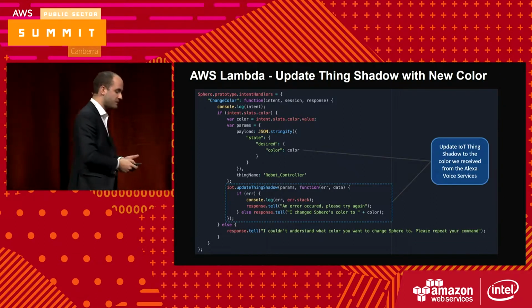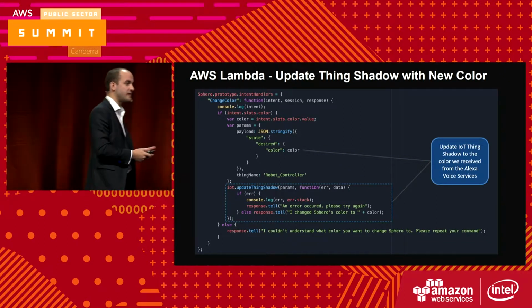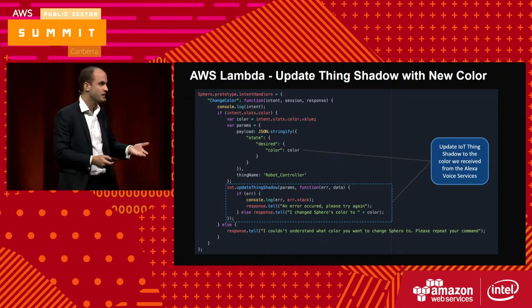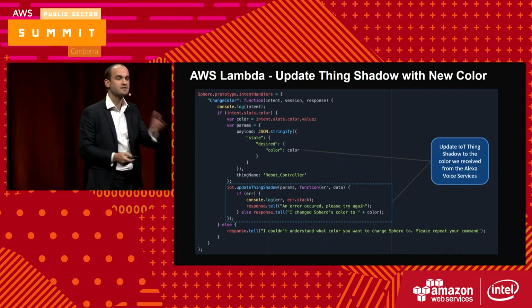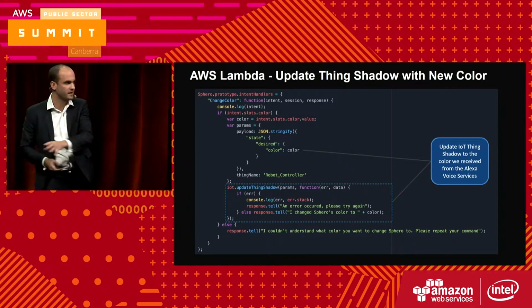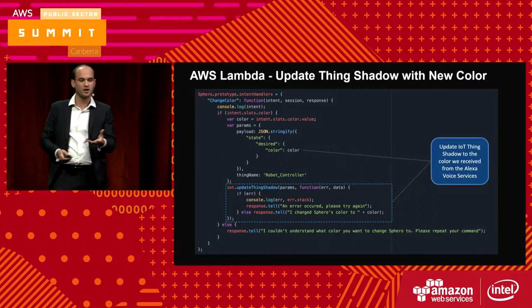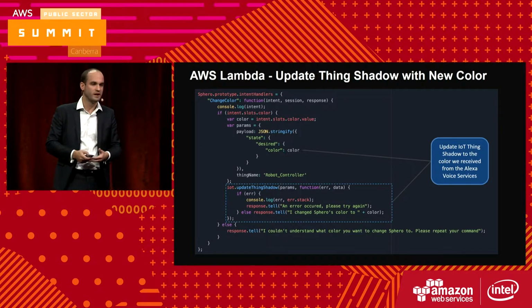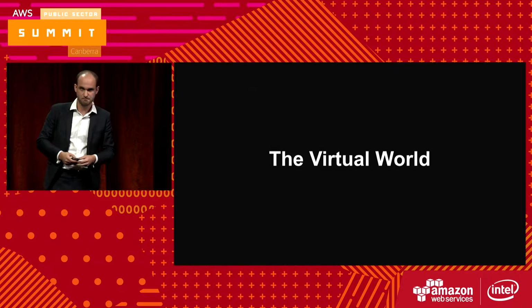What's our AWS Lambda function doing? Well, it's an Alexa skill, so it listens to a certain skill. I called that skill Sphero. That's why when I say Alexa, ask Sphero to do something, to do a stunt or change its color, it will use that Lambda function to talk to the robot via AWS IoT.